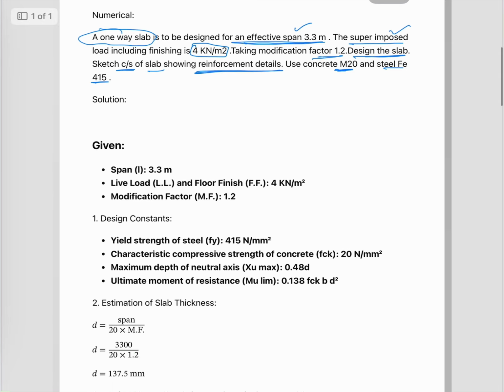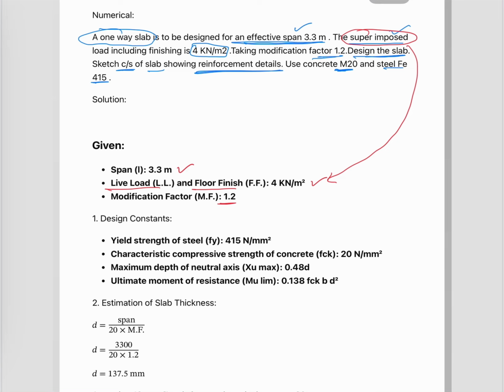So see what is the given data. We have a span of 3.3 meter. We have a live load and floor finish of 4 kilonewton per meter square. Whenever a superimposed load is mentioned, remember you get live load and floor finish, which is 4 kilonewton per meter square. This is a really important thing. Now you have a modification factor of 1.2. So this was the basic data available with us.